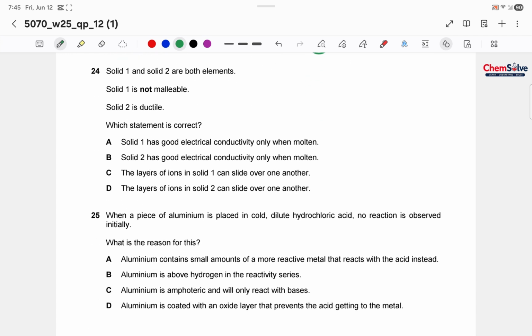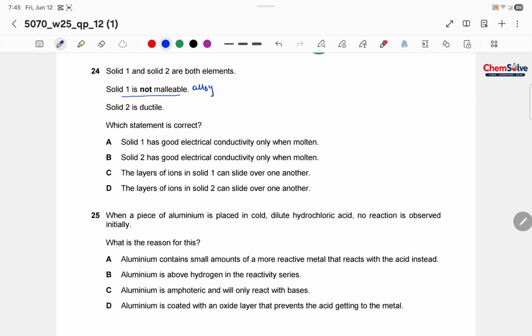Okay, solid 1 and solid 2 are both elements. Solid 1 is not malleable. If solid 1 is not malleable, and it's a solid as well, it means it's not a metal. If it's not a metal, it must be an alloy.